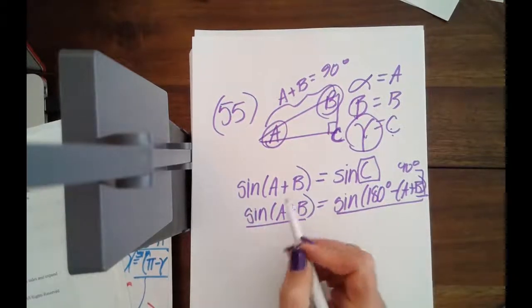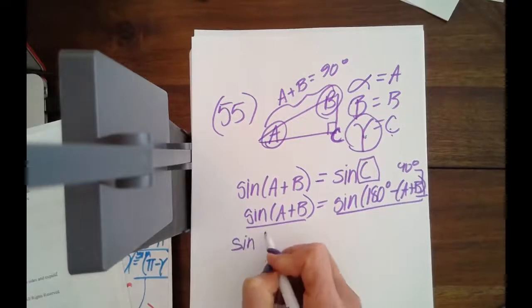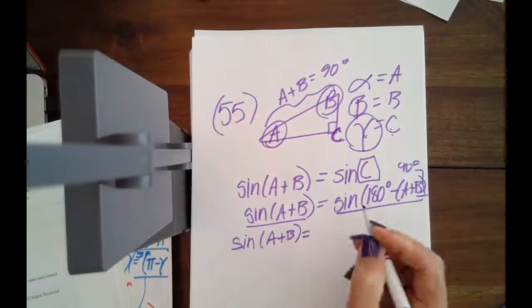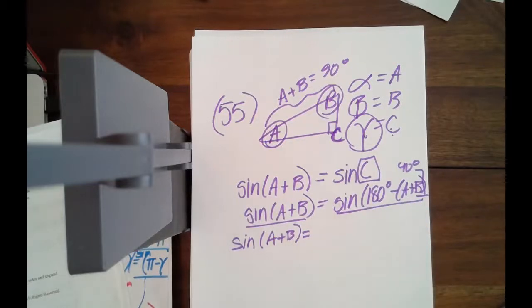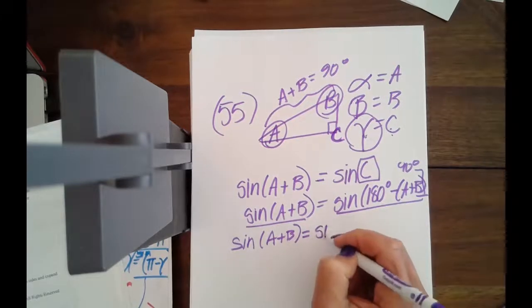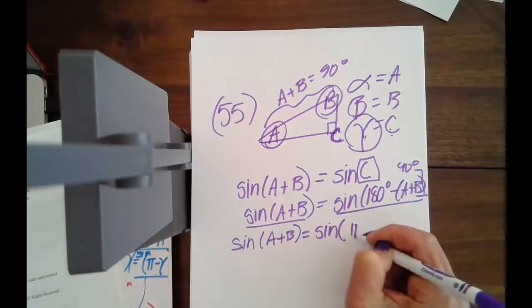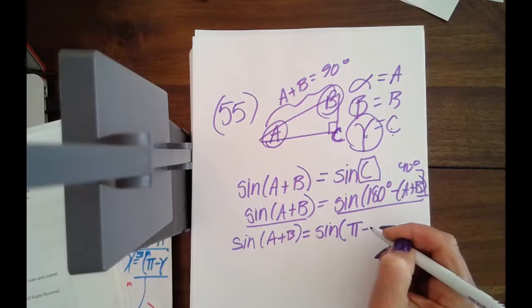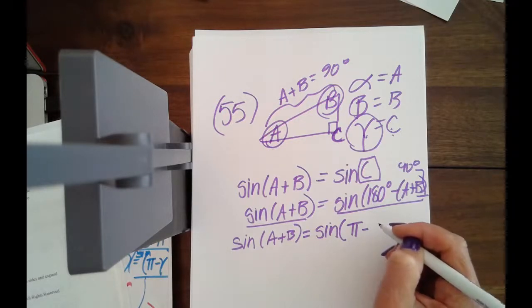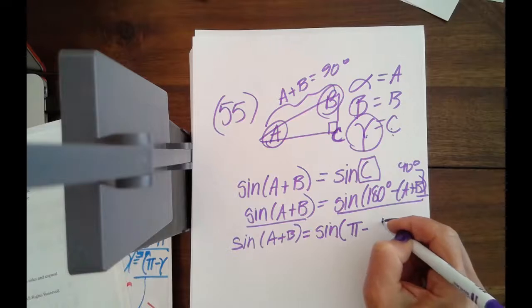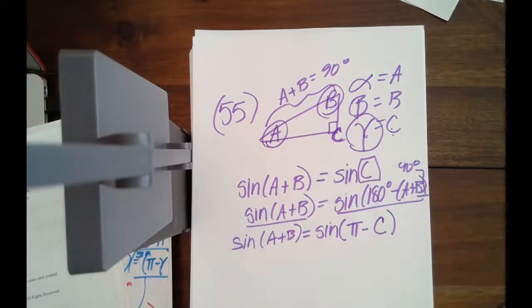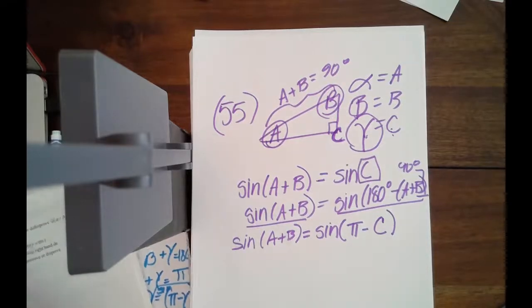So the sine of the two angles A plus B, let me rewrite this one more time. And since they're talking radians and we're talking radians, we're going to switch this and say 180 is equivalent to pi, minus C. Okay, hold on one second. Okay, I'm right on it here.